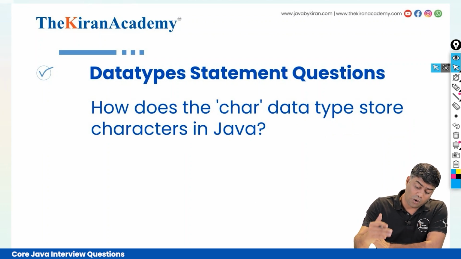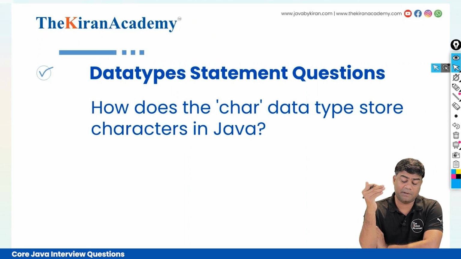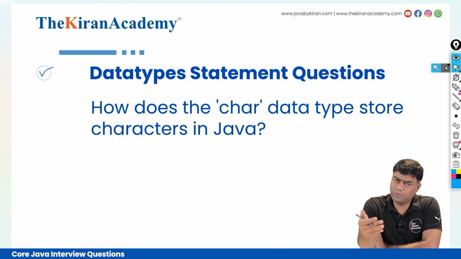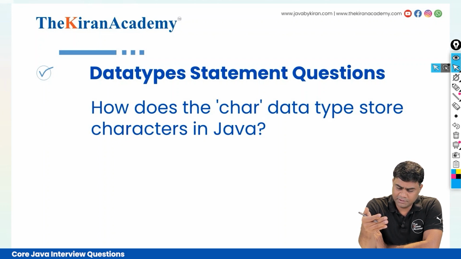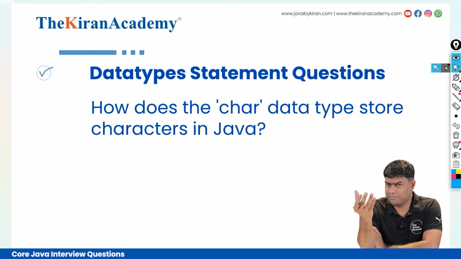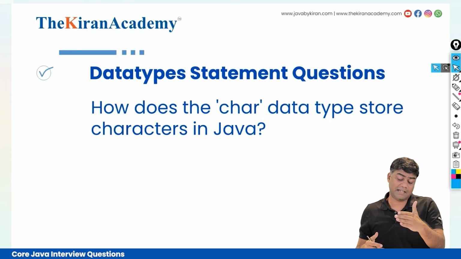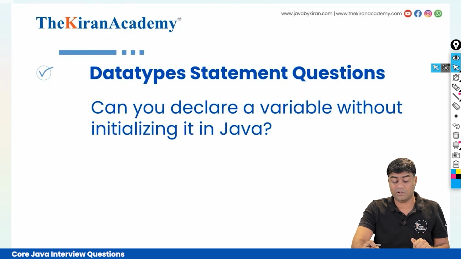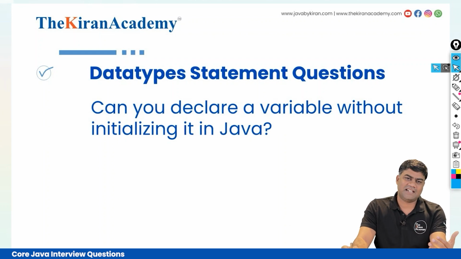Coming to next question, how does the char data type store characters in Java? It's very simple. A sequence of characters makes one word that can be considered as a string. So characters make a string. Character's default value is blank. You can have multiple characters, you can concatenate them, you can convert them to string. There are multiple ways to convert. Here, a char is a single character. In single quote, you need to write, not in double quote. If you write double quote, then it will be considered as a string.